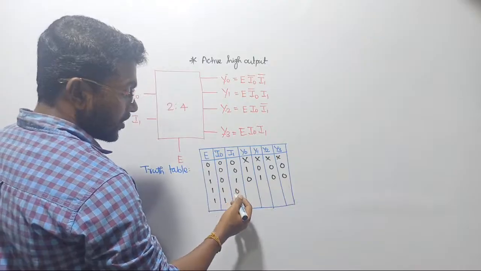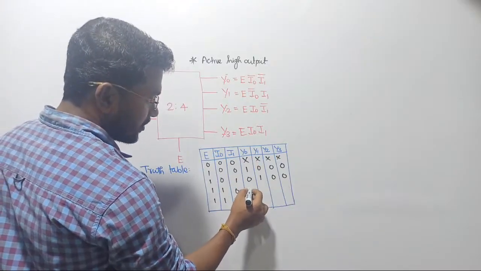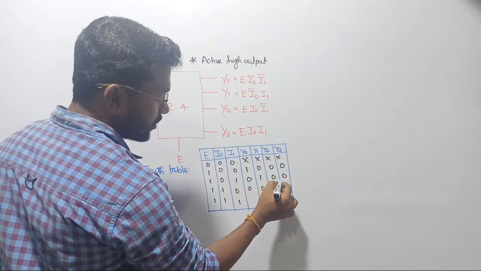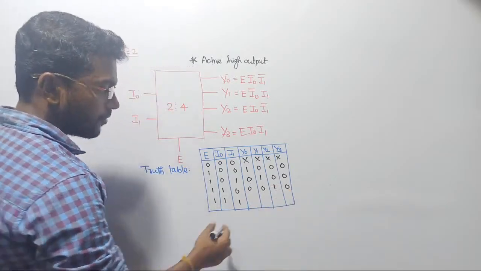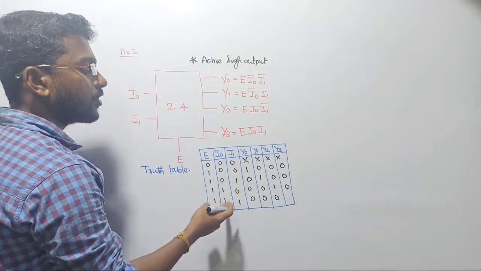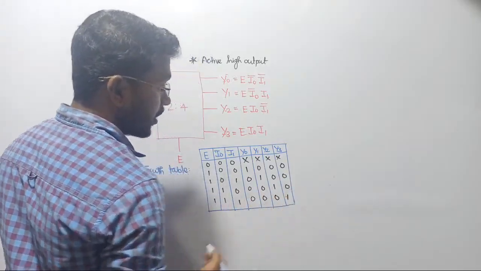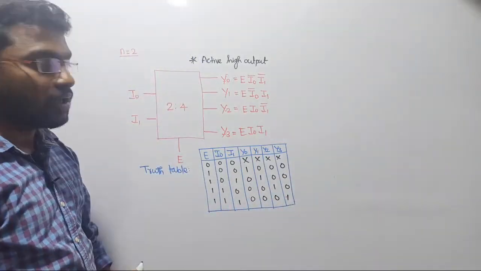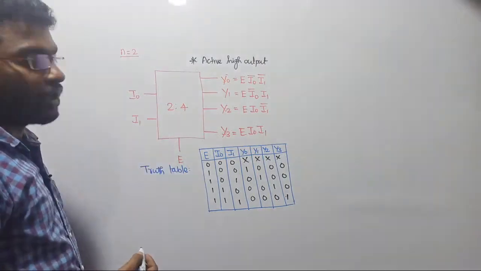When we are considering 1 0, automatically this one will be 0, this one will be 0, this person will be activated, and this one is also going to be disabled. When both of them are going to be 1 1, automatically Y3 will be enabled, and the rest are going to be 0. That is the truth table for the 2x4 decoder, right?